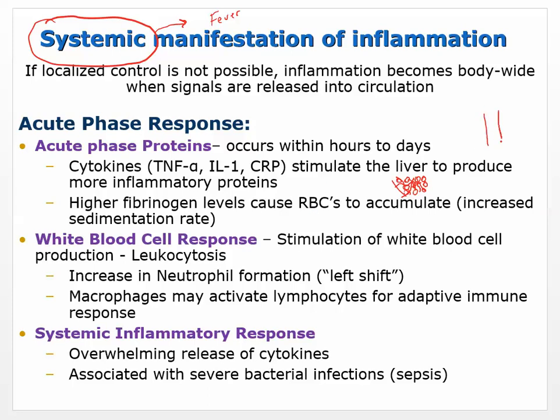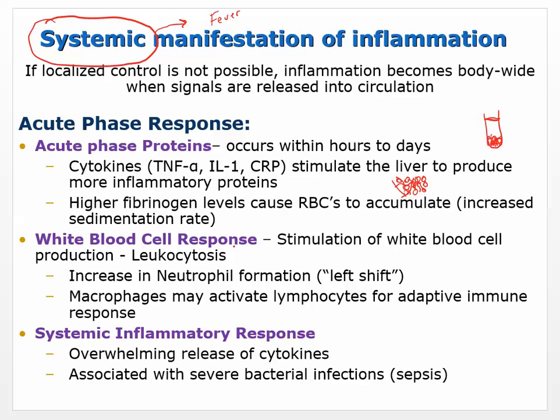And what sedimentation rate means is, a simple way to think about it, if you set some blood out, it's going to take a little while, but it's going to clot just naturally. If you have higher fibrinogen, it's going to clot more quickly. It's going to form that sediment more quickly. Okay, so that's what sedimentation is.